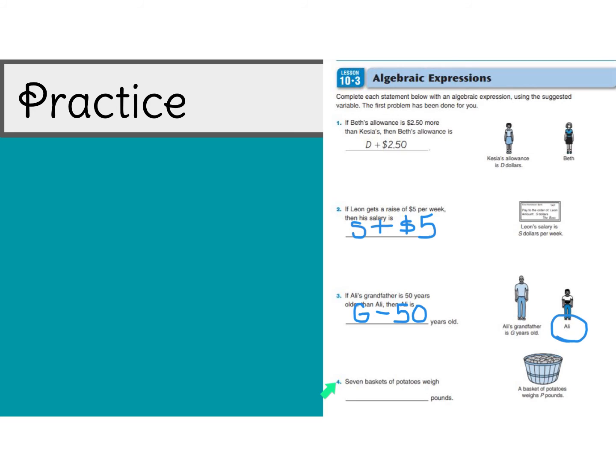7 baskets of potatoes weigh blank pounds. So a basket of potatoes weighs p pounds. So we could write that equation as 7 times p, or we could just write 7p, which also means 7 times p. So the p represents the p pounds, and the 7 is 7 baskets.